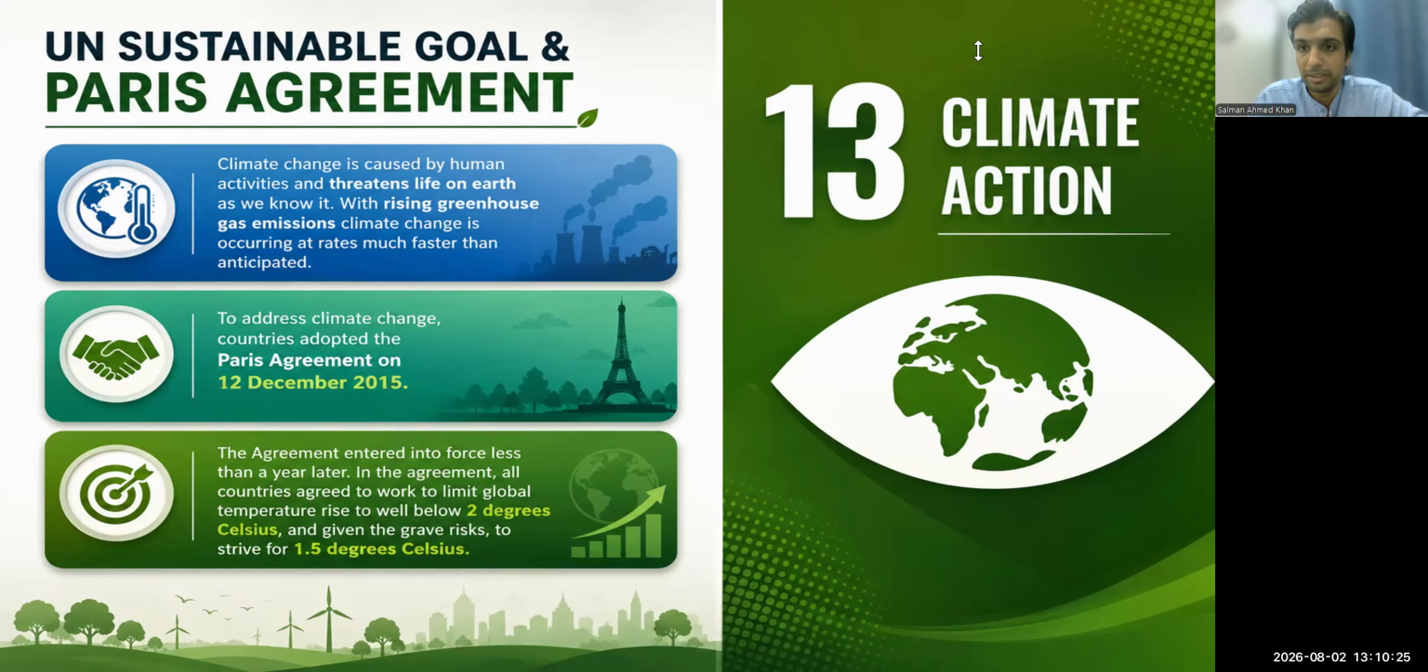One of the key factors of that agreement is that all the countries agreed to work to limit the global temperature rise to well below 2 degrees Celsius, and given the grave risk, to strive for 1.5 degrees Celsius. It means that every country, every member of the signing agreement should work toward keeping the temperature rise below 2 degrees Celsius. And for that, every country has to make their national action plans, and those national action plans and their work should be addressed in the Conference of the Parties.